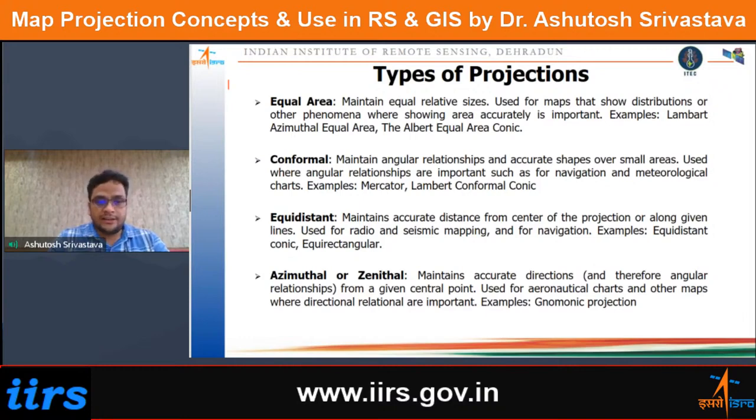Now we have one final type, the azimuthal or zenithal. It maintains accurate directions and therefore angular relationships from a given central point. So we have a central point, and with respect to that, we want to measure accurate directions, and angular relationships should be maintained. That's basically the azimuthal or zenithal type of projection, used for aeronautical charts and other maps where directional relations are important. Examples, gnomonic projections. I will show you some of the projection figures so you will understand better.